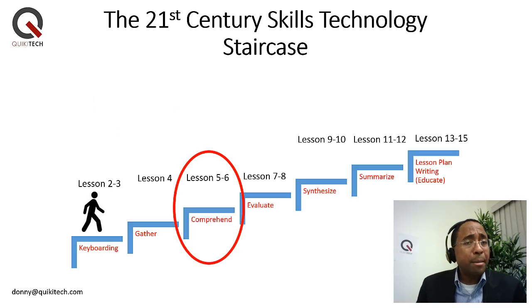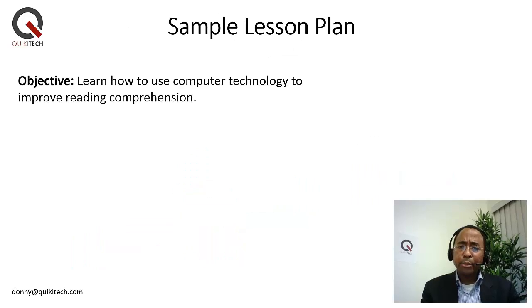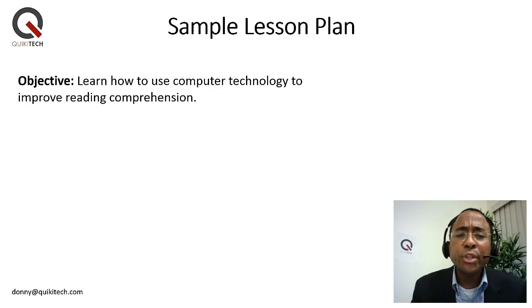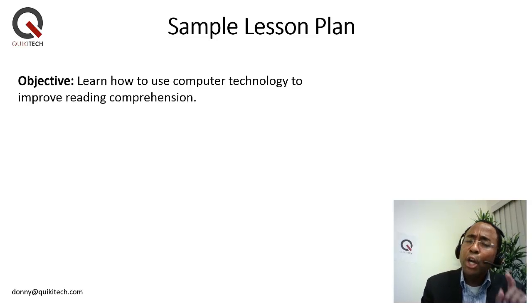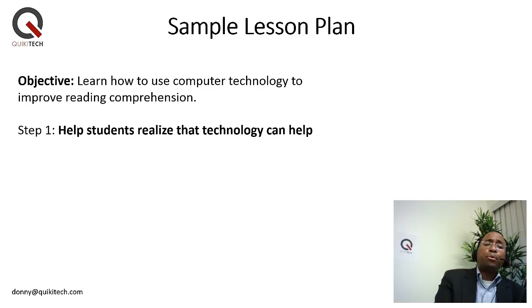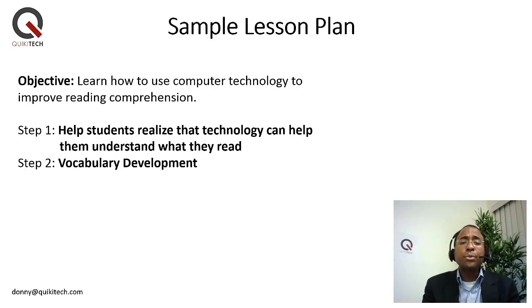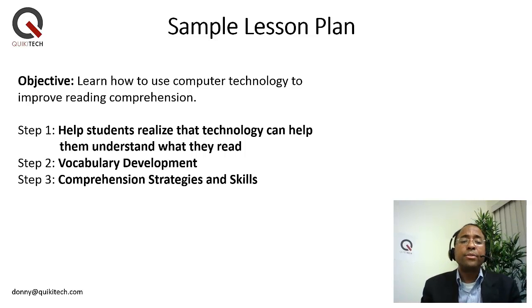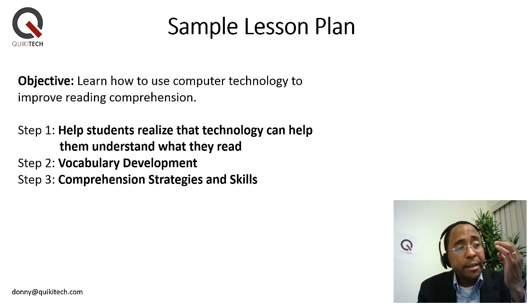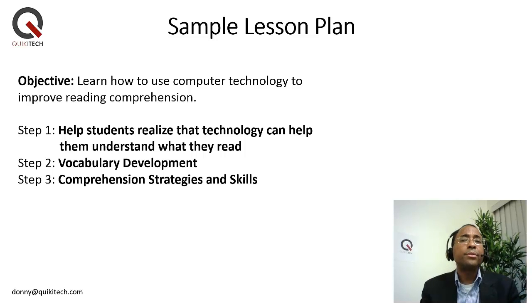So we're on step number 3, which is comprehending, building on keyboarding and gathering. The object of this lesson is to learn how to use computer technology to improve reading comprehension. This is very critical. Step 1, help students realize that technology can help them understand what they read. Step 2, help them understand that it can help develop their vocabulary. And step 3, help them understand that technology can build comprehension strategies and skills.